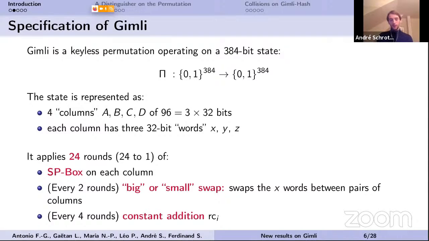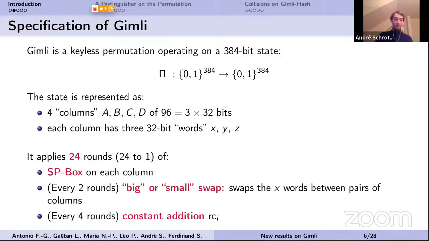And each round applies what is called a substitution-permutation box on each column separately. And then every 2 rounds, there is a linear layer, which consists in swapping some X words between some pairs of columns. And every 4 rounds, there is a constant addition, which serves to avoid symmetries. And the constant is added in a single word in column A.